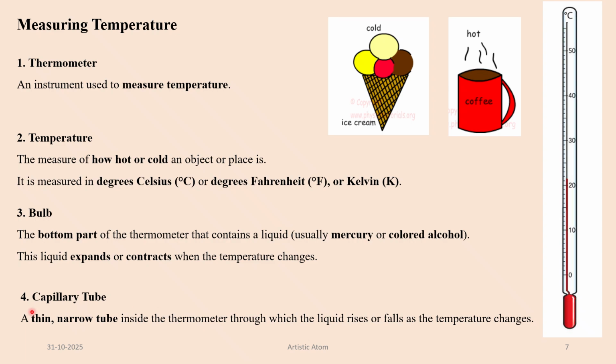Now the next vocab is the capillary tube. It is this thin narrow tube inside the thermometer, in which the liquid rises or drops. This particular narrow tube is called the capillary tube. Let's move ahead.